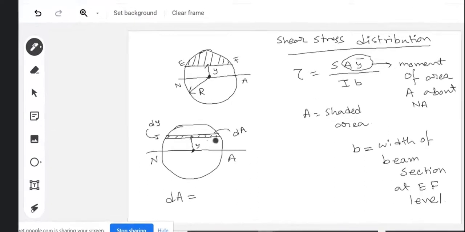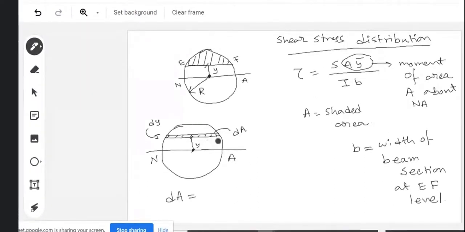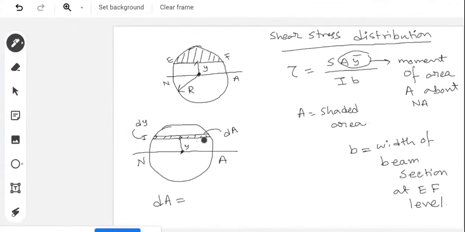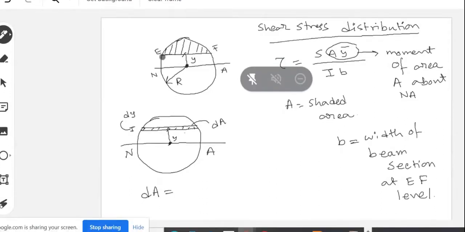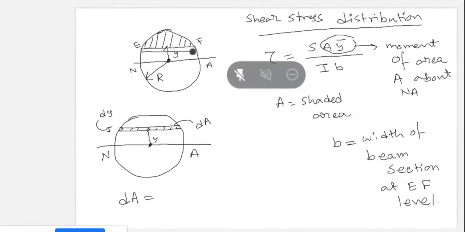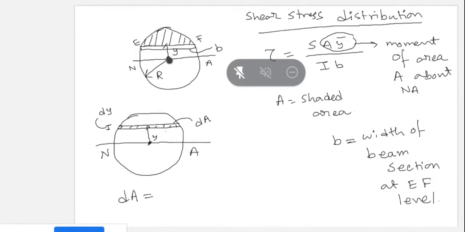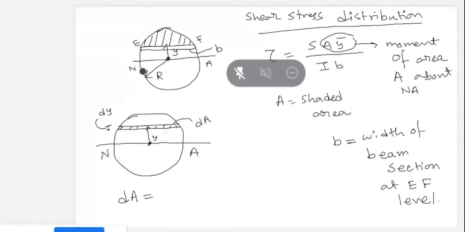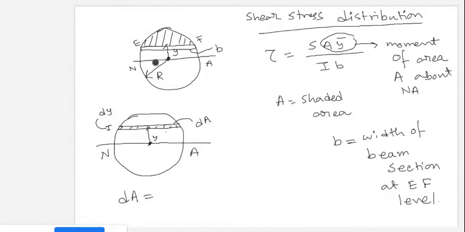But here we have to think about that, because the width at the EF level is not the same for the entire beam section. It will vary from neutral axis to the top. So that's why the definition of B in this expression, you have to remember, is the width of the beam section at this EF level.